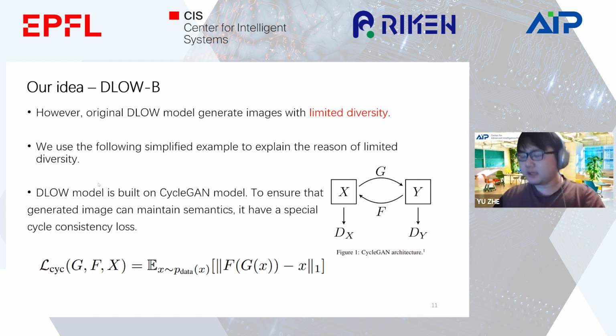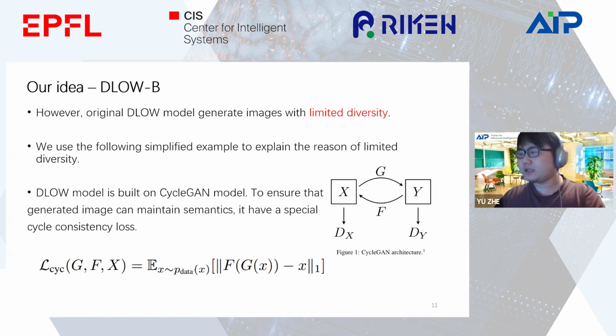So the DLO model is built on the cycle-GAN model. One example of a cycle-GAN model is shown in the red figure. Here, X and Y are two different domains. This model has four modules: two generators G and F, and two discriminators DX and DY. The generator G can transfer images from domain X to domain Y, and the generator F can transform images from domain Y to domain X.